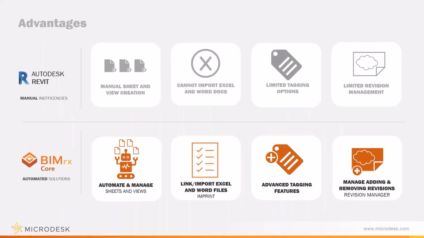Okay, enough about Cloud Manager. Let's jump back to BIMrx Core and see how it solves the inefficiencies within out-of-the-box Revit. With BIMrx Core, managing and creating sheets and views is made easy with the configuration settings or our Excel-based workflows. Not only can we leverage Excel to create sheets and views, but we can use Excel to quickly manage our model data and integrate Excel files into our documentation set with our extract, update, imprint, and create table features. And lastly, the BIMrx Core tagging features make documenting views so fast and easy, while the Revision Manager allows us to quickly add, remove our revisions, and create print sets of our revised sheets.